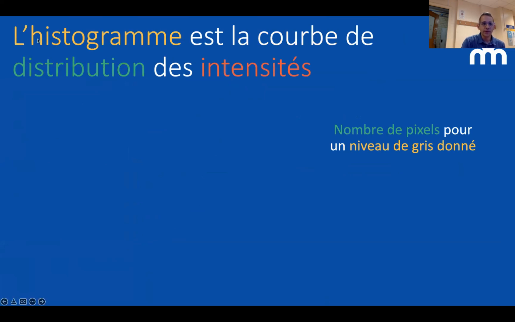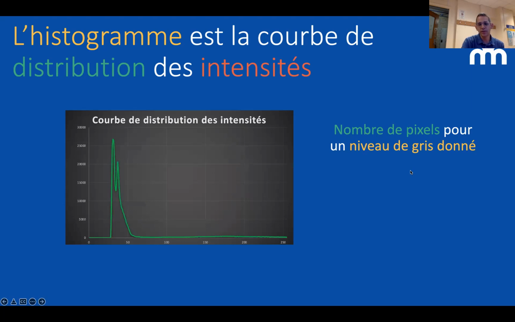A very important concept in microscopy is the histogram, or what I call the intensity distribution. The description is the number of pixels for a given gray level. This curve is very important for you to know, and that's why I'm going to spend a bit of time explaining it. If you understand this graph, it's going to help you a lot for the next steps.